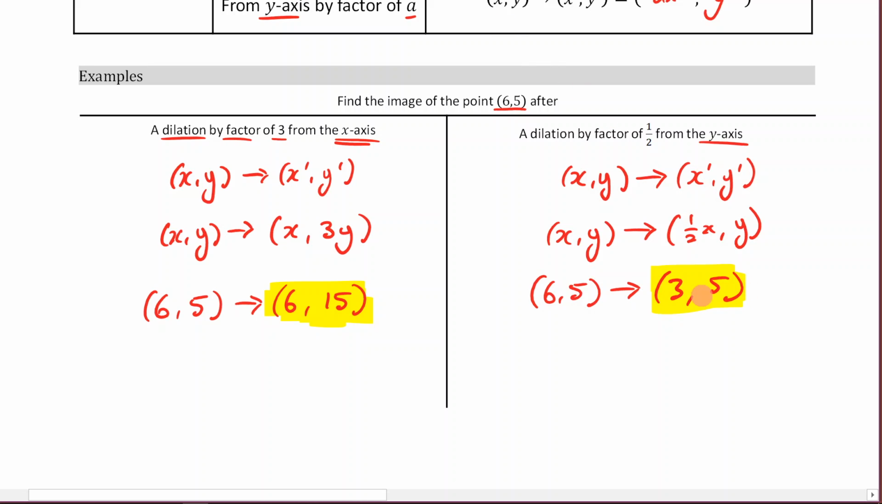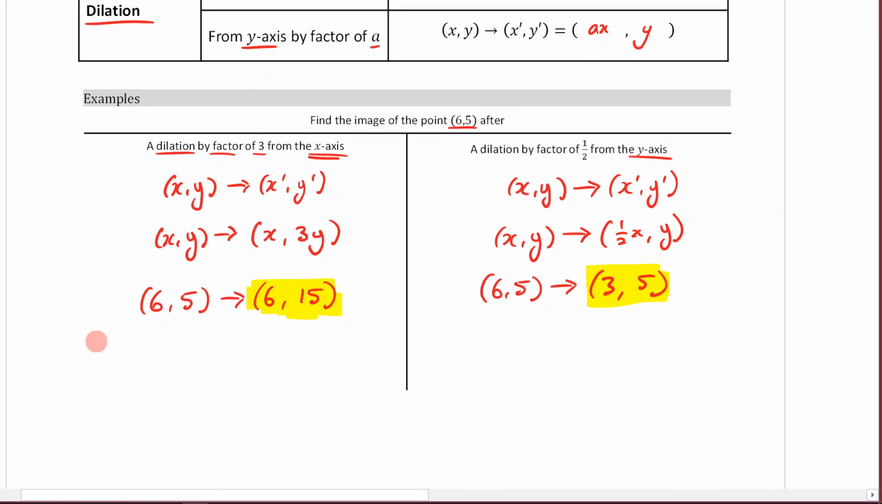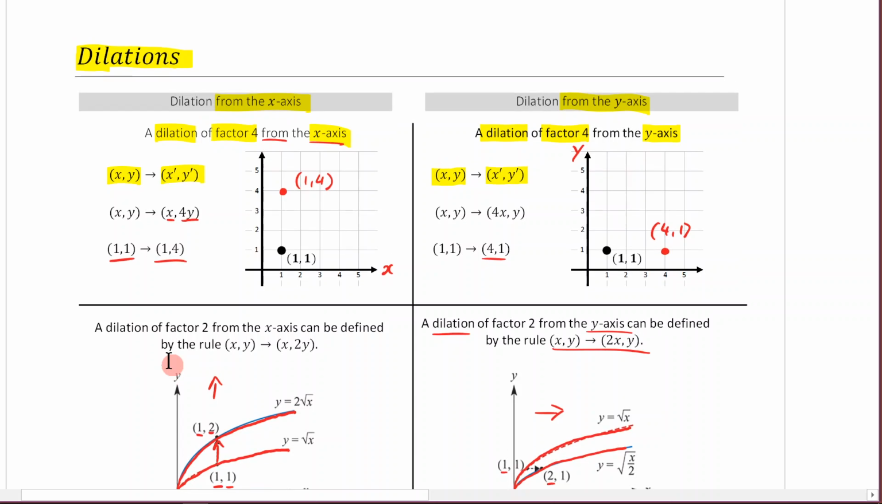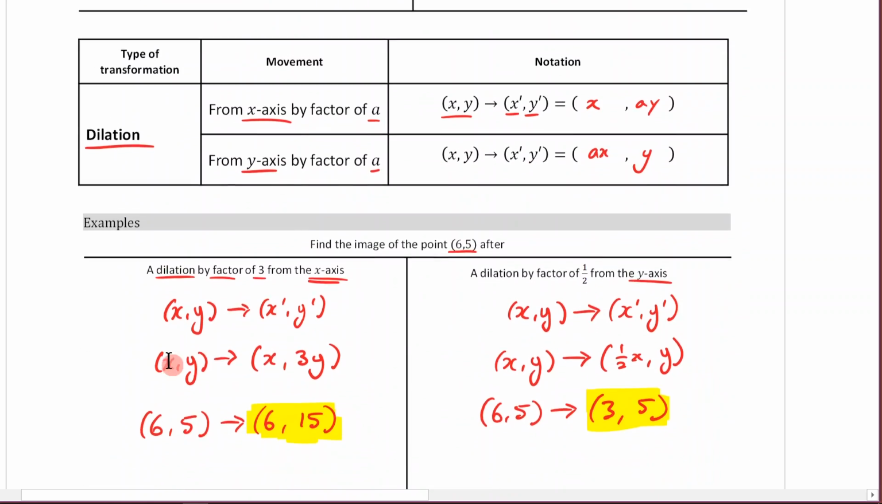Okay, I just want to pause here. And I'm going to stop this video here. In part 2, I'll go through applying dilations to entire graphs, but I just really want you to pause and make sure that you understand everything on this page here. This is the foundation of it. So with that being said, I will see you in part 2.